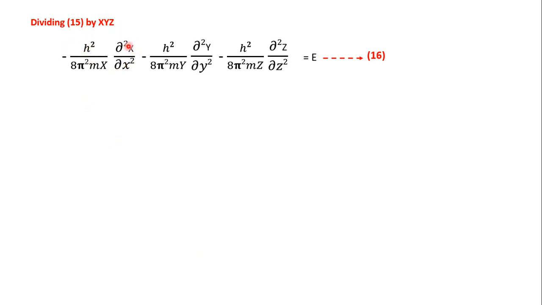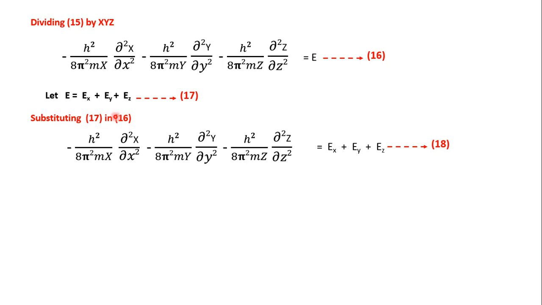And if you look at the left hand side, first term depends only on x, there is nothing y or z. Second term depends only on y. Third term depends only on z. The term on the right hand side depends on x as well as y as well as z, and capital E can be written as equivalent to Ex plus Ey plus Ez, and if you substitute it, we get something like this. First term on the left hand side depends only on x. First term on the right hand side depends only on x. These two can be equated.